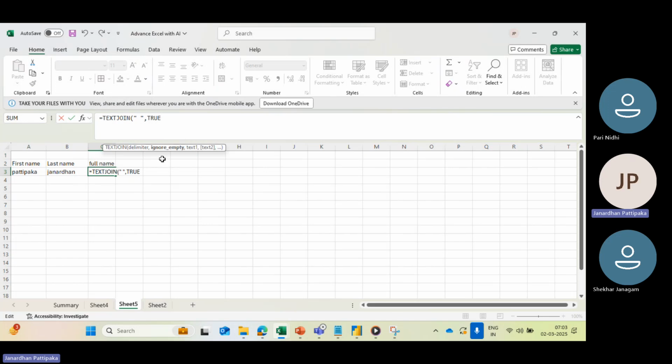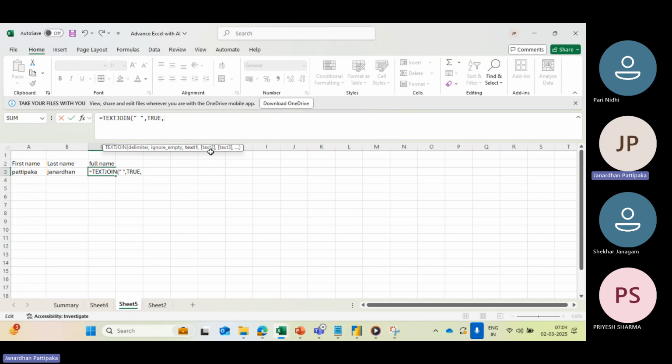After that, it is asking to give the text. After giving TRUE, you need to mention a comma. Now it will ask what text you want to add. I want to add this text, Patipaka, comma, and I want to add Janardhan. No need to write A3 and B3. Just keep the cursor over there, give the comma, and click the cursor on Janardhan. After that, close the bracket and press Enter.